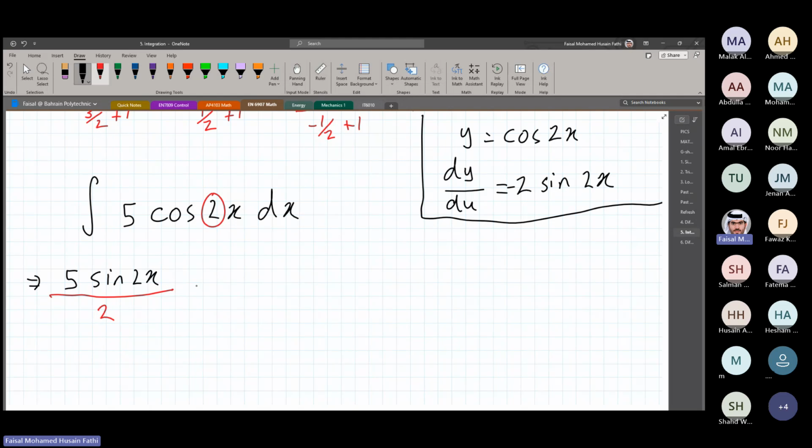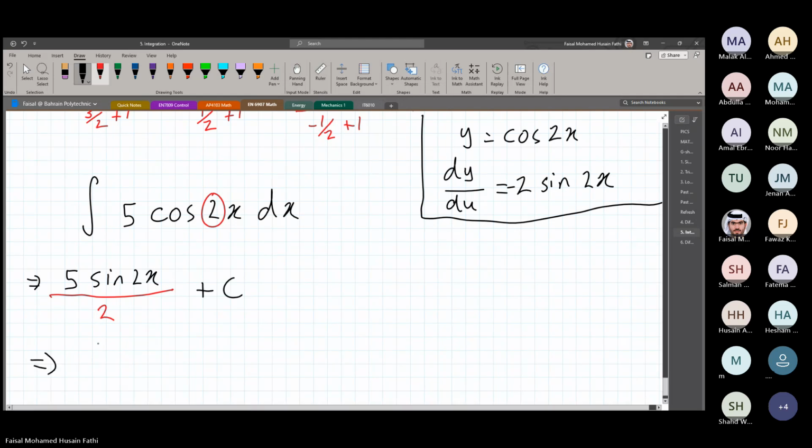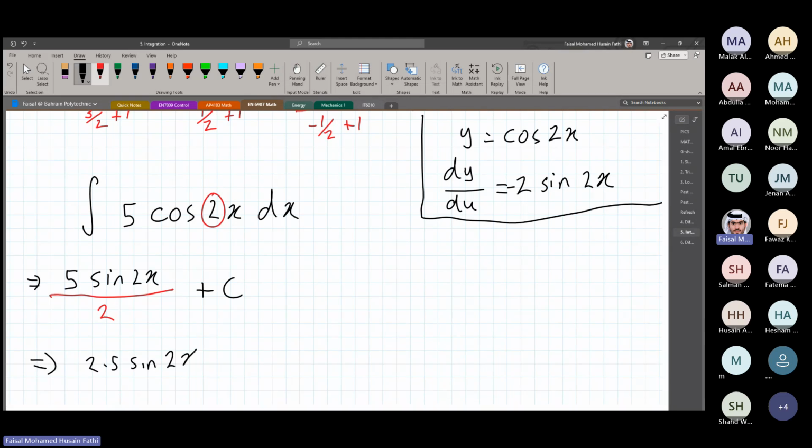And then, obviously, plus c. You can either keep it the way it is, or just say it's 2.5 sine 2x, and that's it. Plus c. This is your final answer.